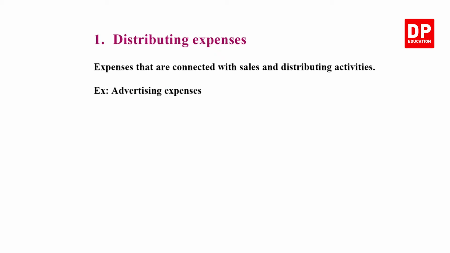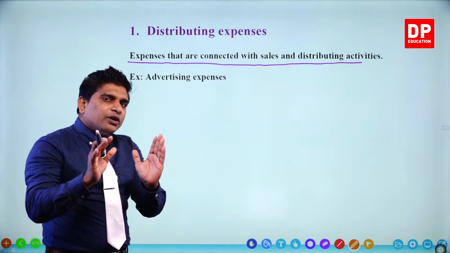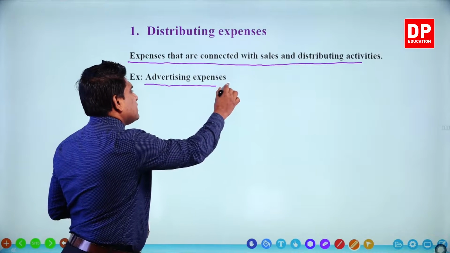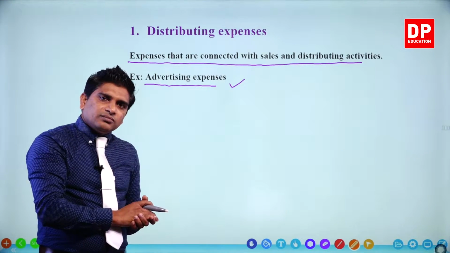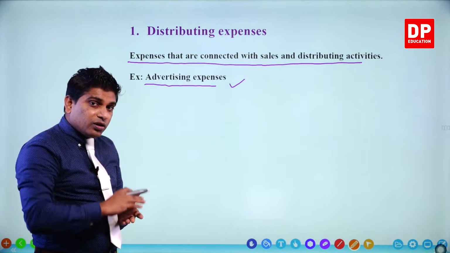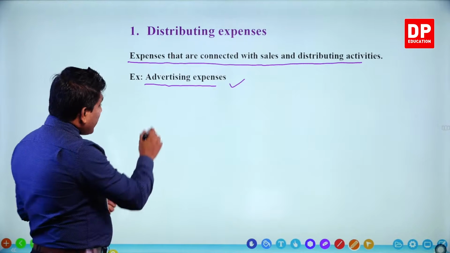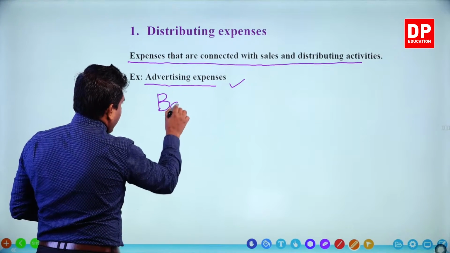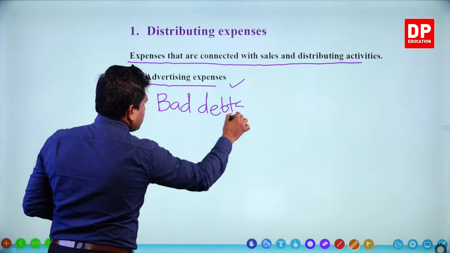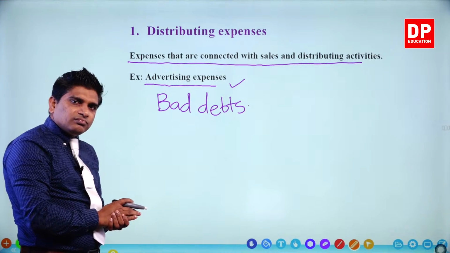Now distributing expenses: expenses that are connected with sales and distributing activities. I have given an example here, advertising expense. I also explained one thing before. Do you remember? Bad debts also come under this.